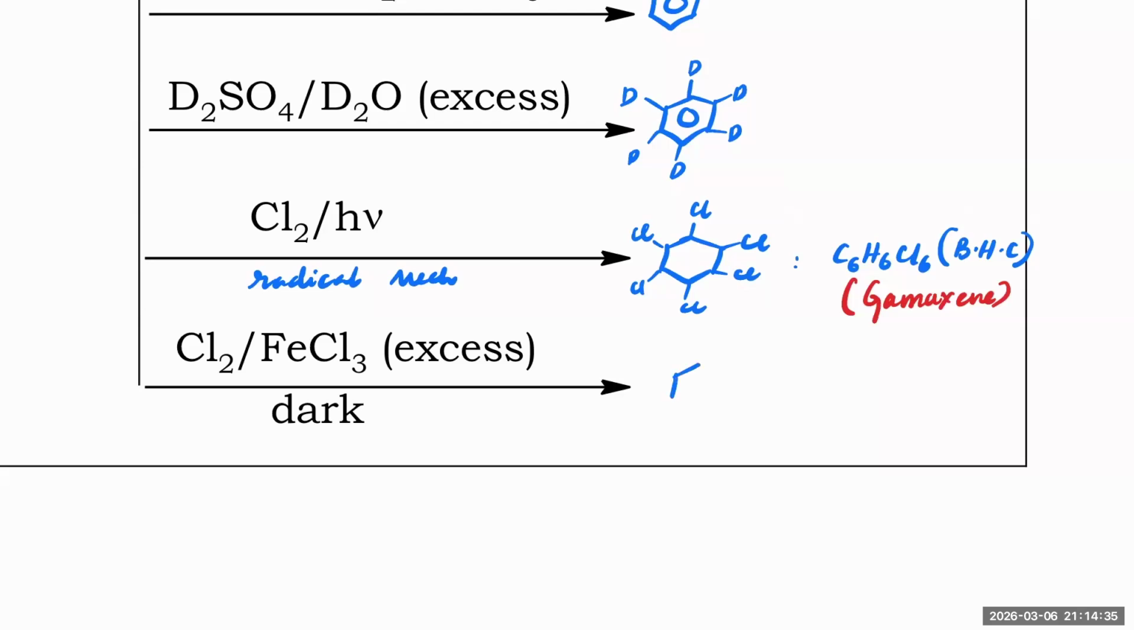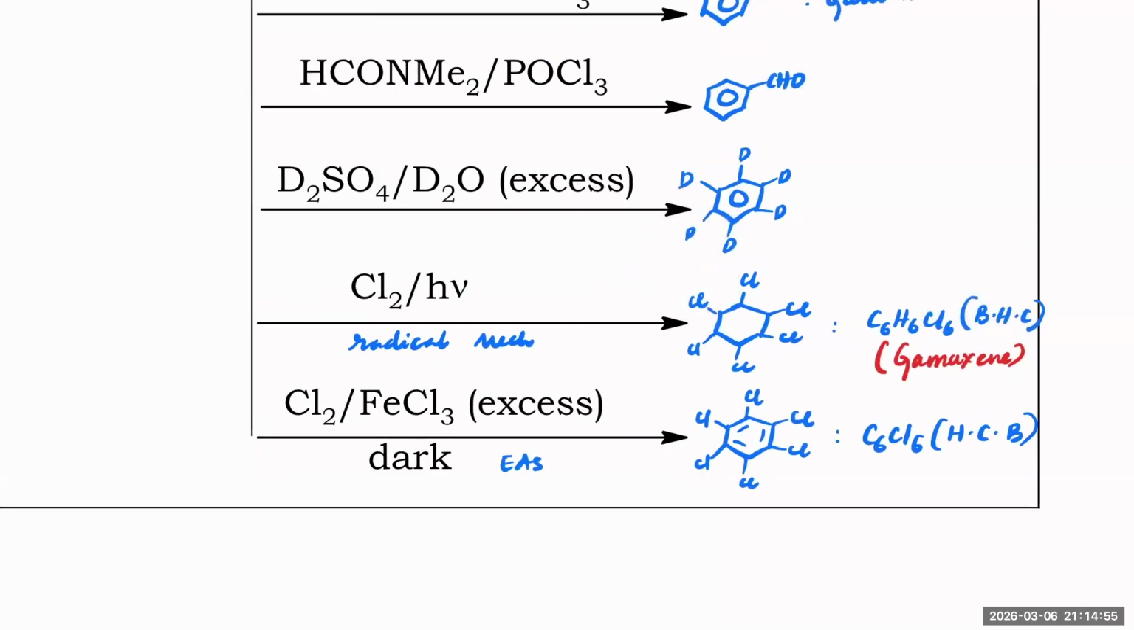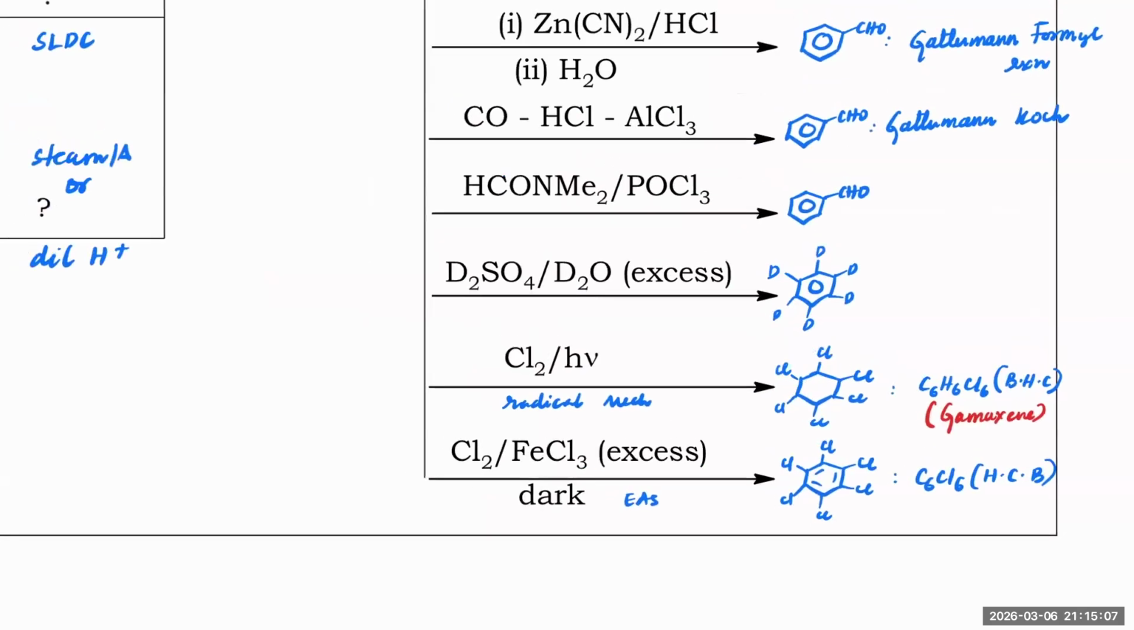Next, chlorine, if you take excess, we will get only EAS reaction this time. Via EAS mechanism, all the chlorines will be substituted. So we will get C6Cl6, HCB, hexachlorobenzene. So this is the difference between BHC and HCB. HCB is used when you have hexachlorobenzene, correct? And BHC is benzene hexachloride. So there is a slight difference between these two.